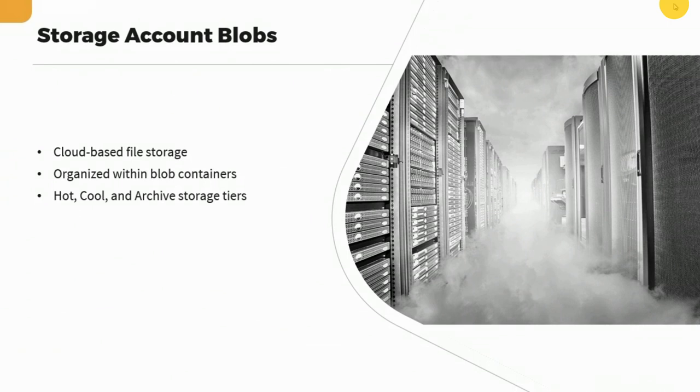Each blob is defined as being stored in a particular storage tier, such as the hot storage tier, which is designed to be used for frequently accessed files. The idea is that the underlying storage is using solid-state drives or SSDs, as compared to cool storage. The cool storage tier is less expensive than hot, but it also uses magnetic hard disks, which are slower than SSDs, under the hood.